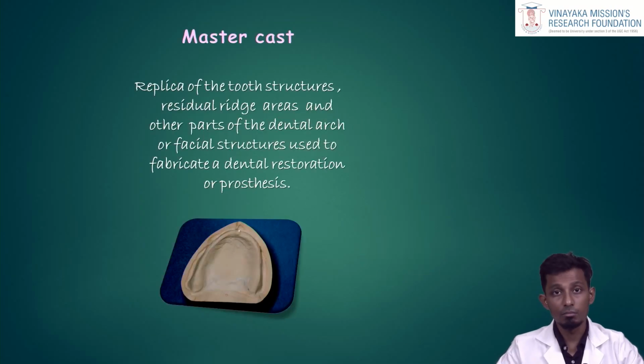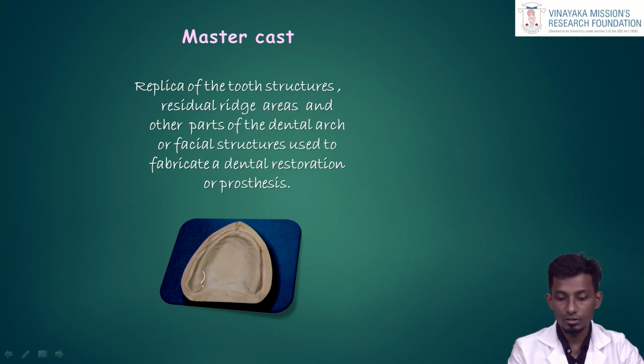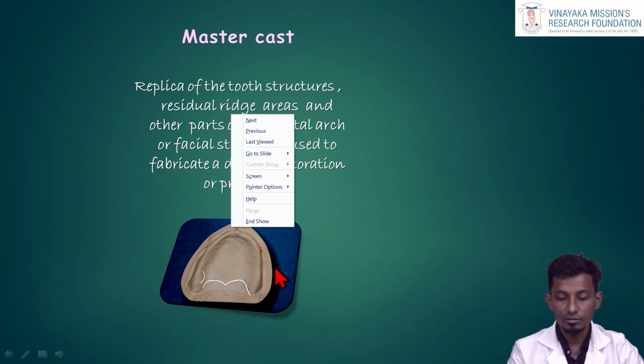Using this final impression, a master cast is poured. Now, this is a replica of the tooth structure or the residual ridge areas and other parts of the dental arch orofacial structures used to fabricate a dental restoration or processes. Now, this master cast, you can see, has beautifully replicated all the details, be it the ridge area, or the PPS area, you can see the frenum, and everything is recorded.